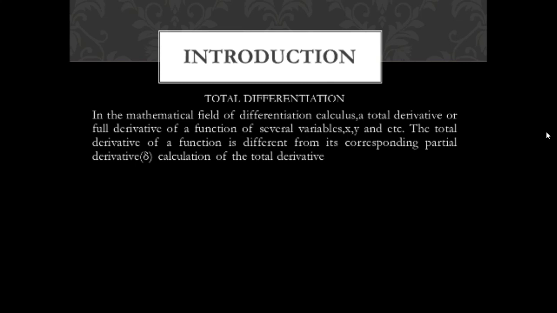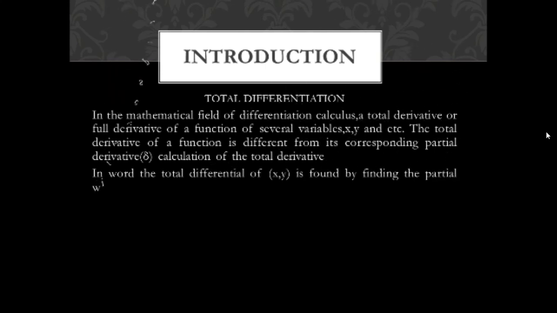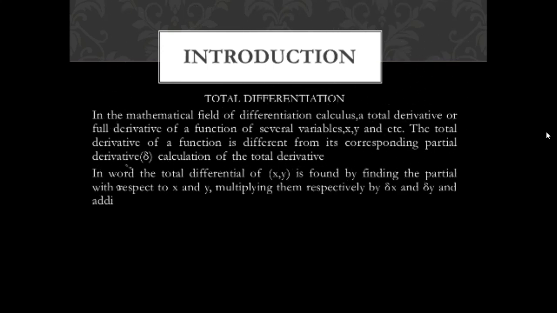Calculation of the total derivative. In words, the total differential of x, y is found by finding the partial with respect to x and y, multiplying them respectively by delta x and delta y, and adding.